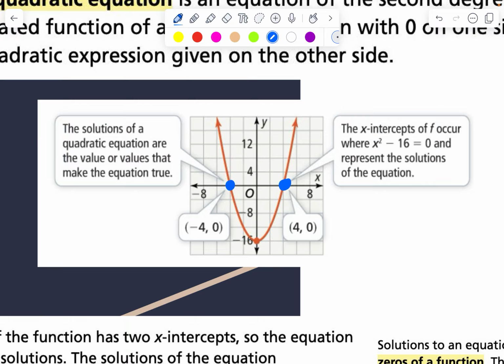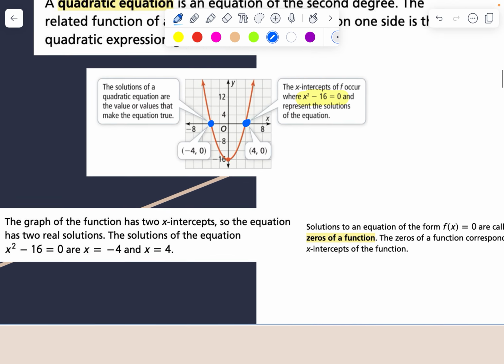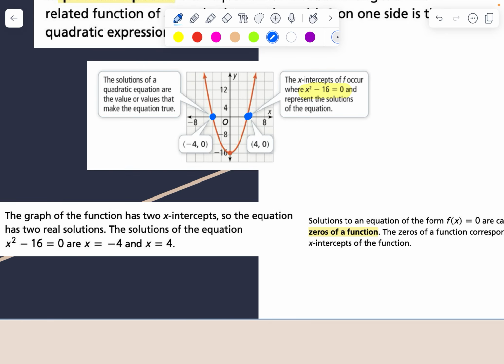The solutions of a quadratic equation are the value or values that make the equation true. So the solutions are the numbers we can put in for x here to make that equation equal to 0. The graph of that function has two intercepts, so the equation has two solutions. The number of intercepts is the same as the number of solutions, and actually our solutions are just the x values of the intercepts. So here we see an intercept at (-4, 0), and one of our solutions is x equals -4. We have an intercept at (4, 0), and our solution is x equals 4.